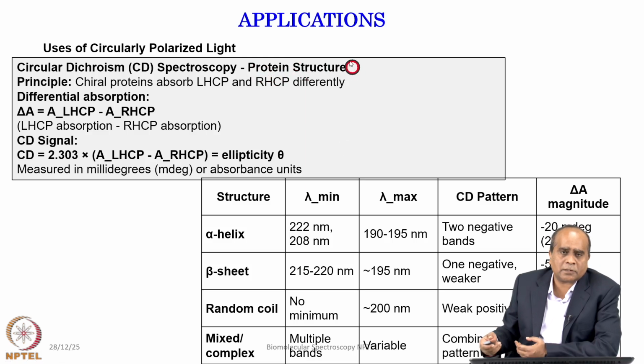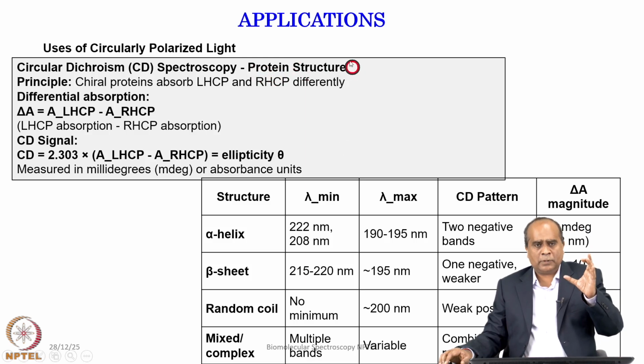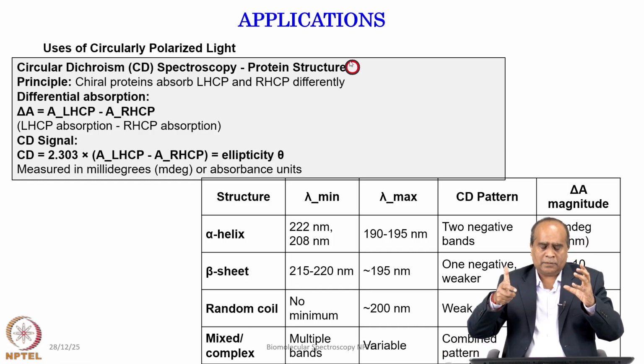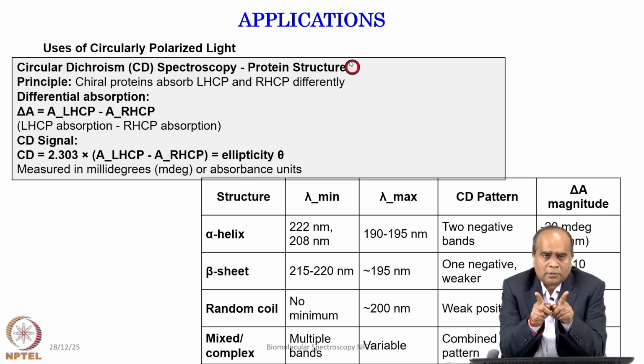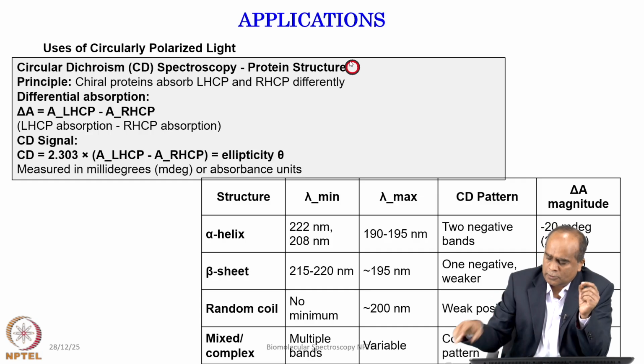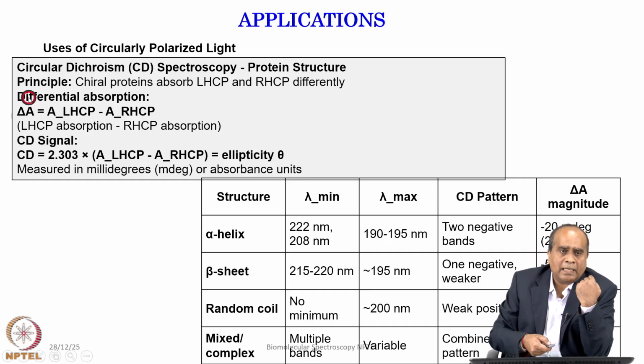Now, why protein structure? Because you know there are two components of circularly polarized light. One is left handed circularly polarized light, another is right handed circularly polarized light. In this case, it is not a rotation, but absorption of the left handed versus right handed light happens differently by this chiral molecule. So, delta A, the absorption of left handed polarized light minus right handed polarized light, gives you the differential absorption, and that gives you the CD signal.